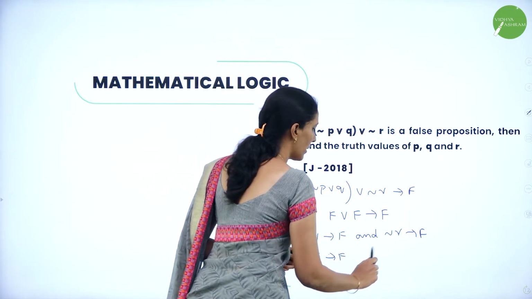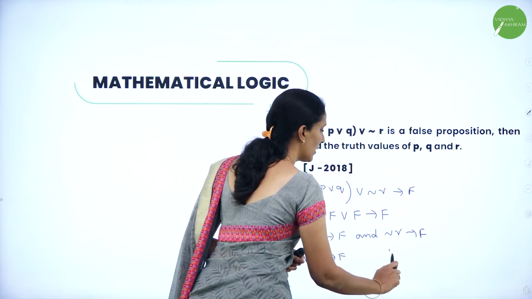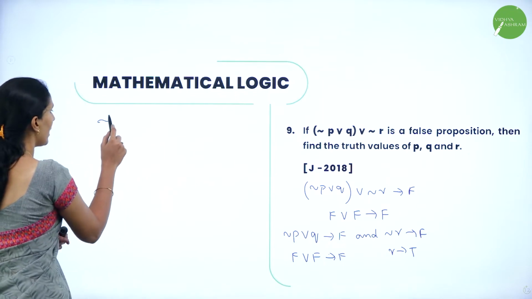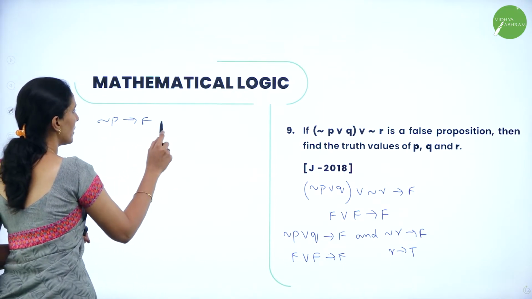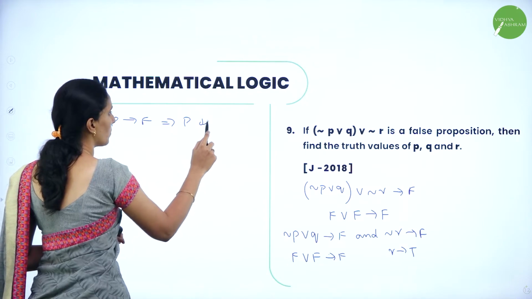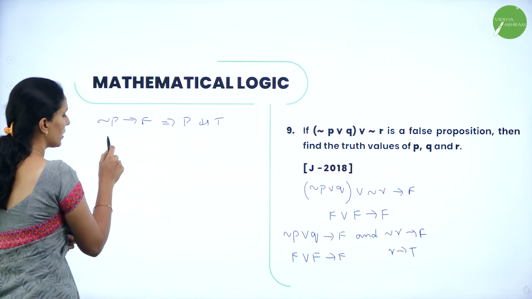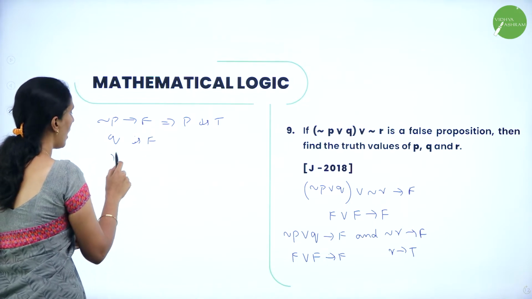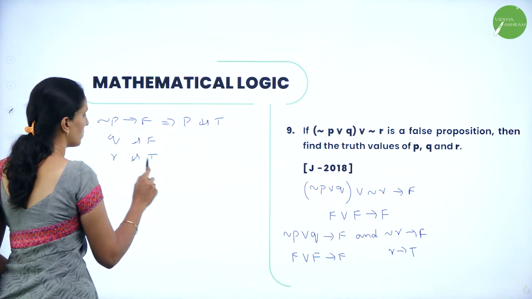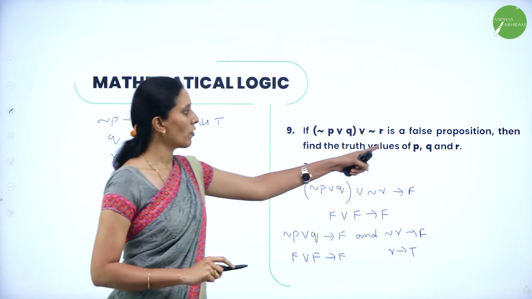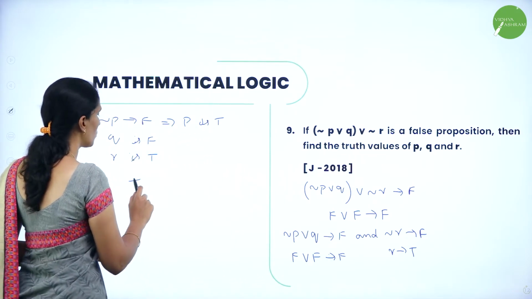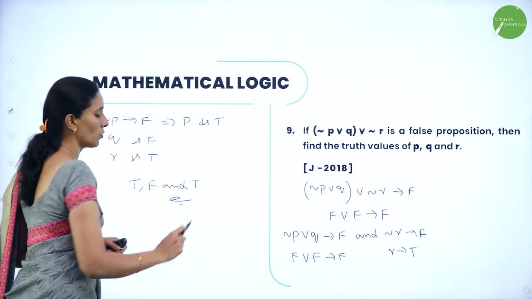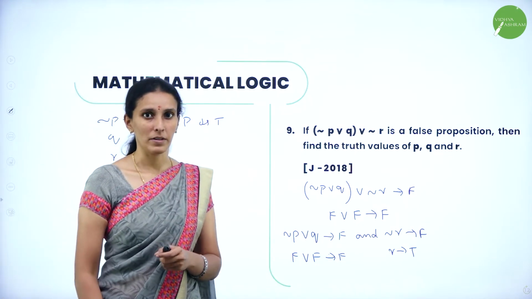So therefore, here if negation R is false, then R is true. So from this condition we have negation P is false. This implies P is true. Next we have Q is false. Next we have R is true. So therefore the truth values of P, Q and R are true, false and true. So these are the truth values of the given statements.